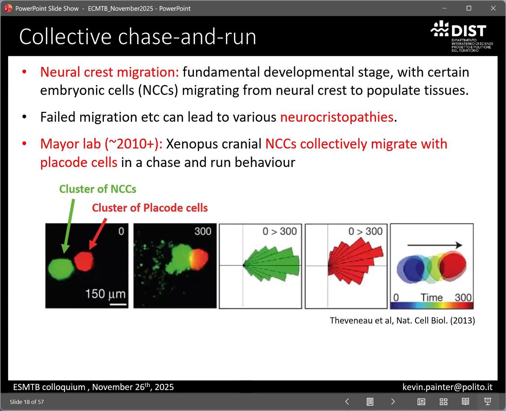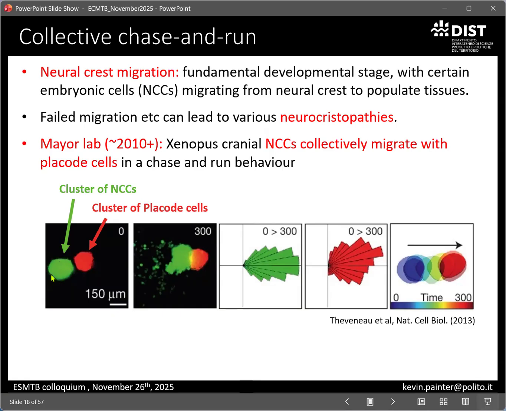So the particular relevance of this to neural crest migration are these observations that were recorded about 10 years or so ago by the Mayer lab, which took certain types of neural crest cells. So these are cranial neural crest cells from Xenopus, and they placed these neural crest cells, this big blob of green cells here, together with a population of what are called placoid cells, and this is a cell population that is adjacent to the neural crest during embryonic development.